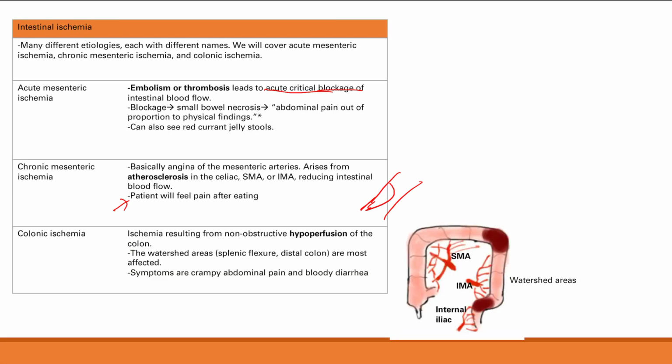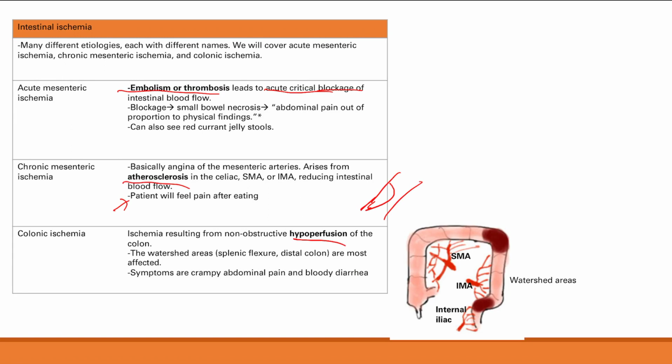So finally we have colonic ischemia. I know that's lots of different names, very confusing. Colonic ischemia here arises from non-obstructive hypoperfusion of the colon. So these first two were from obstruction. There's embolus or thrombosis obstructing, there's atherosclerosis obstructing. This is due to hypoperfusion.